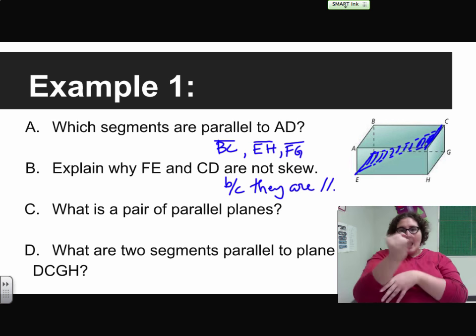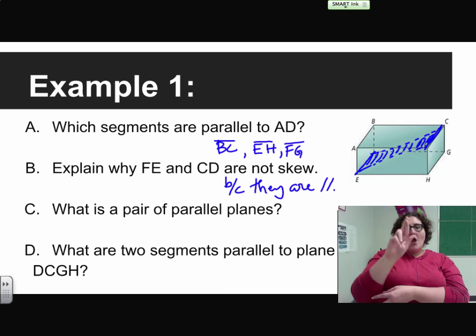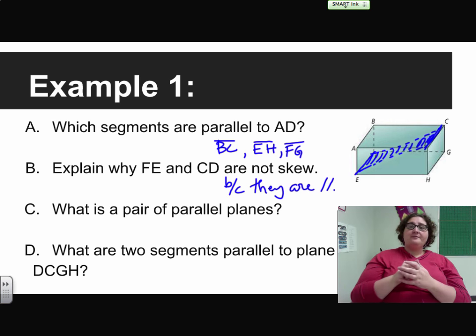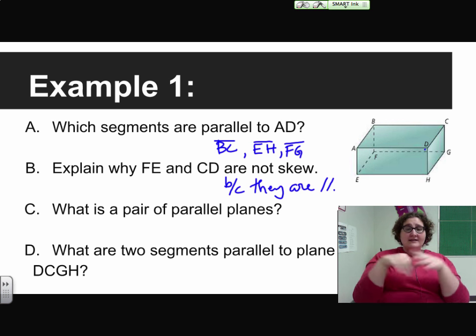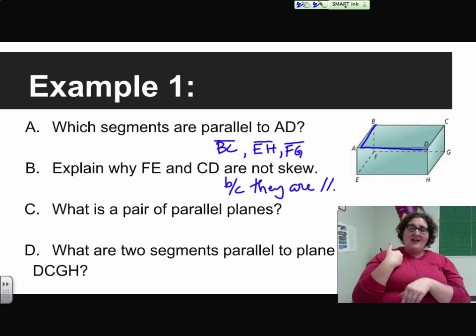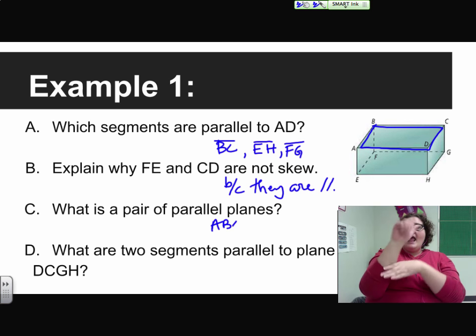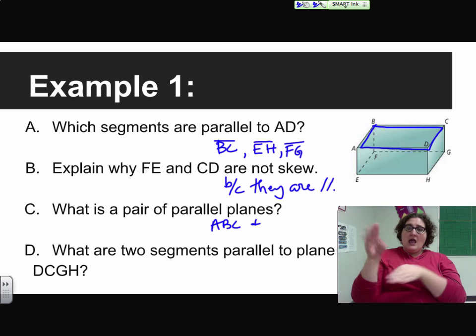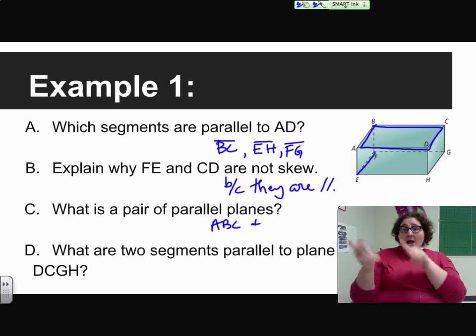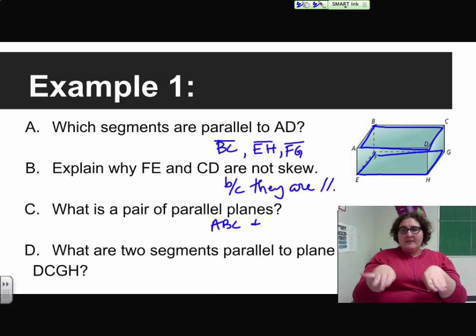It says, what is a pair of parallel planes? So now we're looking for parallel planes over here. We could have the top, and to label that we'd say it's plane ABC. And to be parallel to that, we'd have to have the bottom. And so we could say it's EFG.